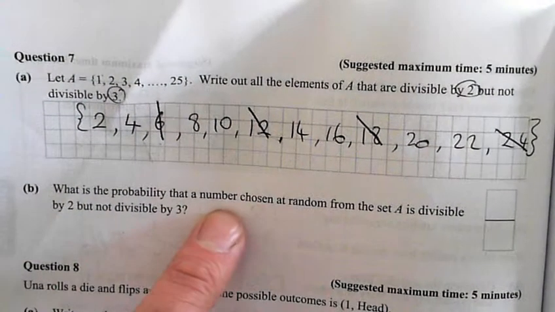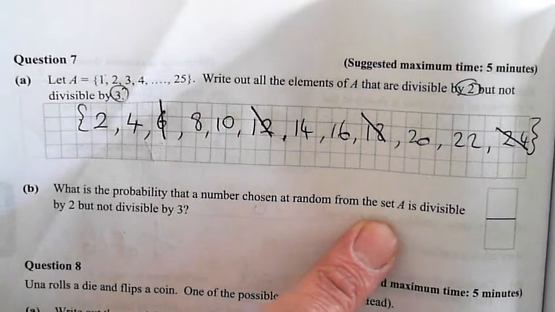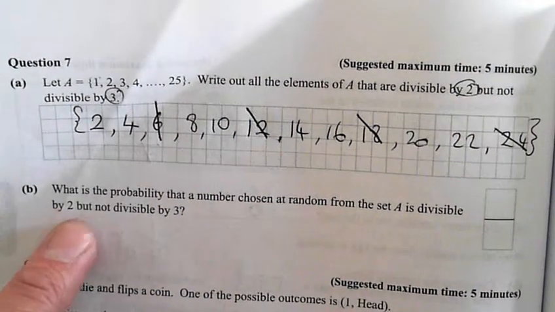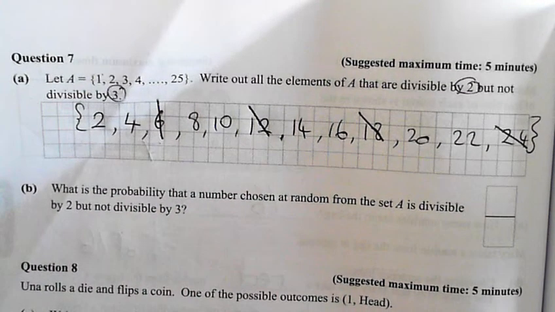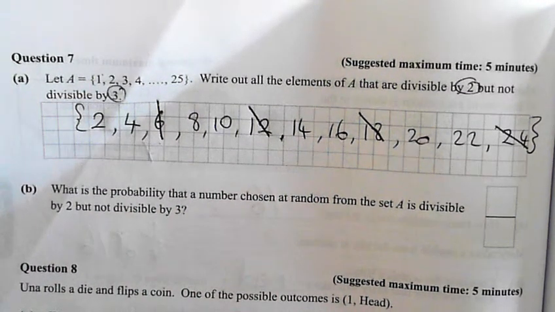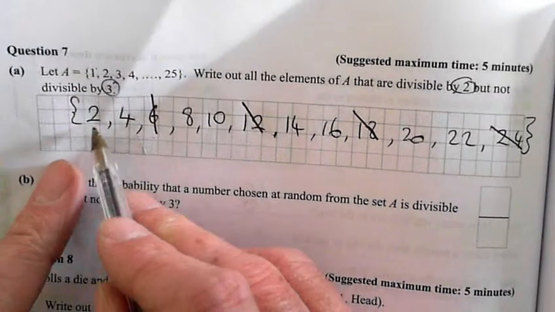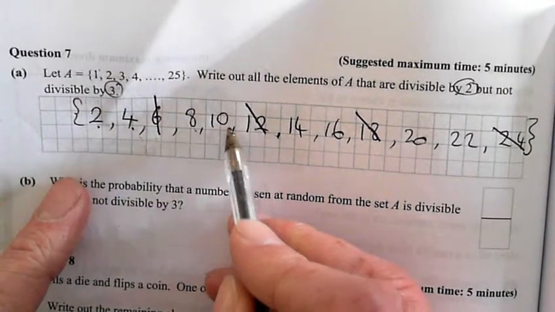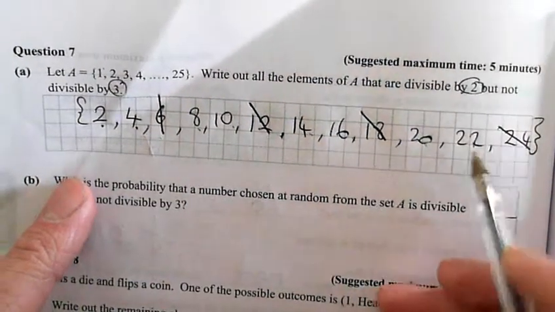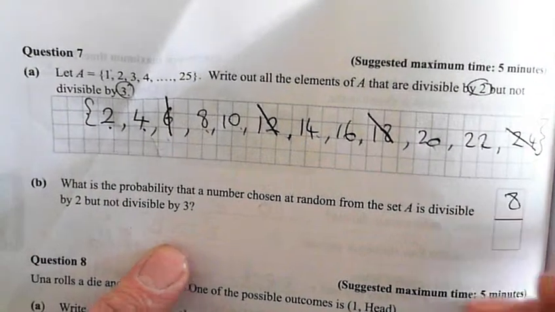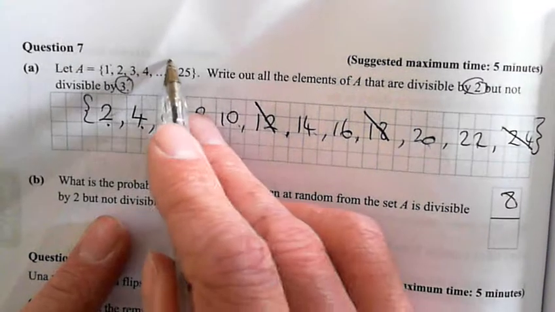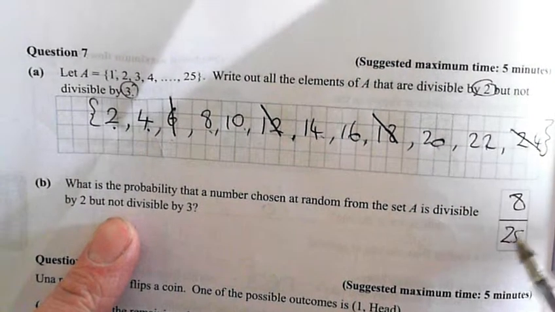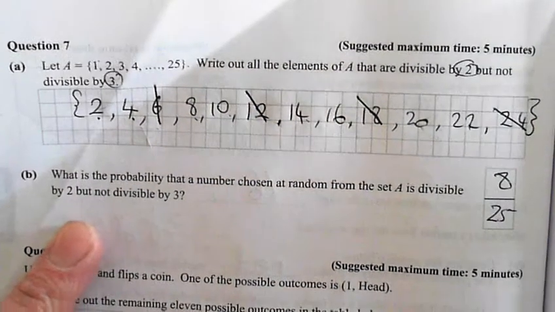What is the probability that a number chosen at random from set A is divisible by 2 but not divisible by 3? So how many are there? 1, 2, 3, 4, 5, 6, 7, 8. So what's the probability of picking any of these numbers? 8 out of the total, which is 25. 8 over 25.